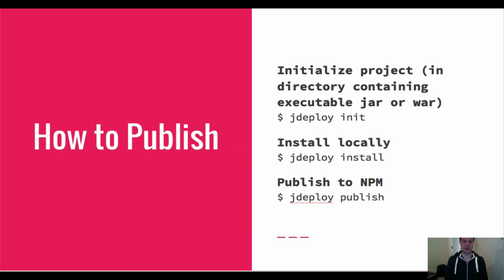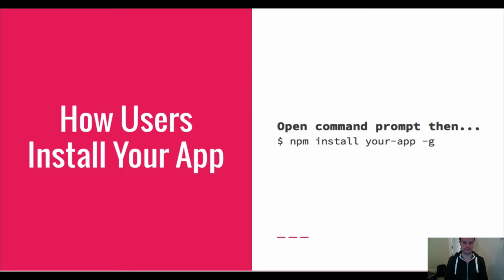So how to publish? First of all, open your command prompt and go to the directory where your project is, where you've got your jar or your WAR, and type jDeploy init. This will create your package JSON file and give you everything you need to be able to publish. When you want to install locally, you do jDeploy install, and to publish to NPM, you would do jDeploy publish.